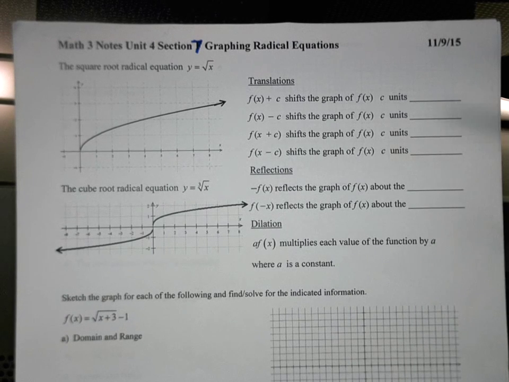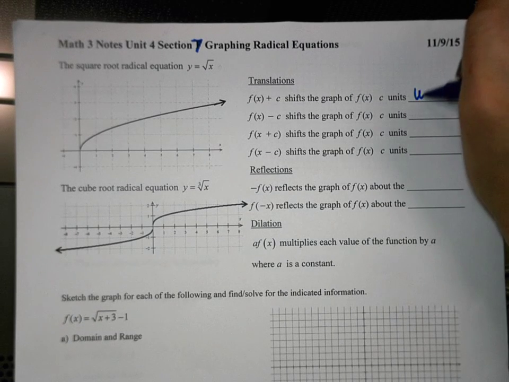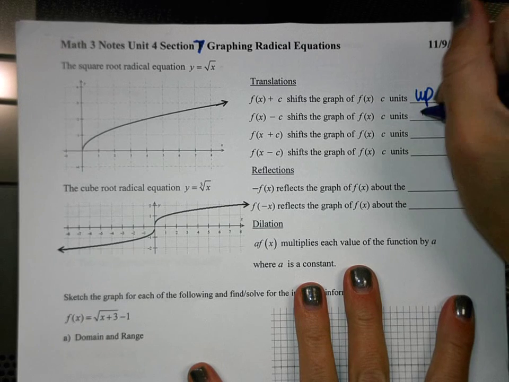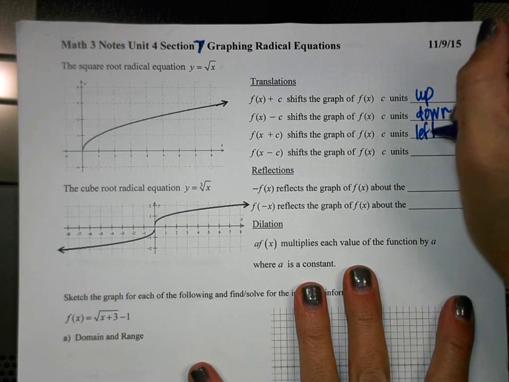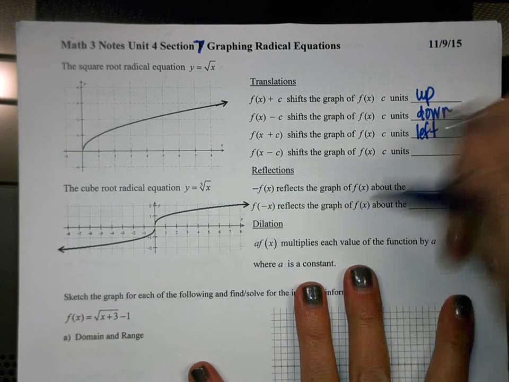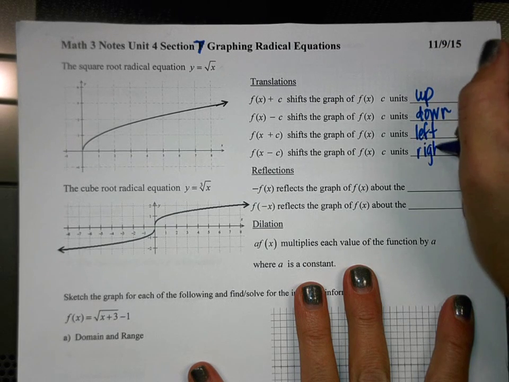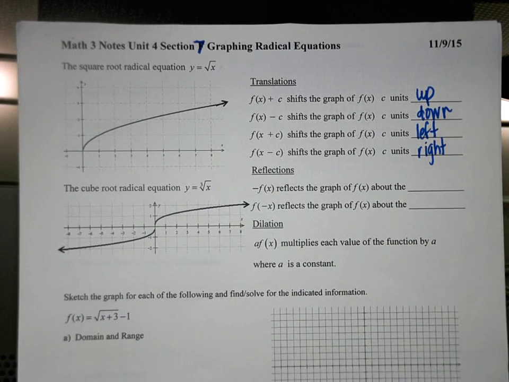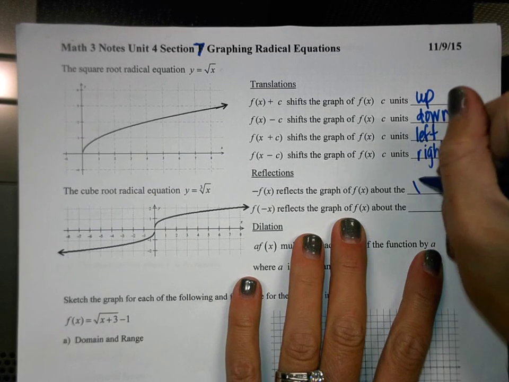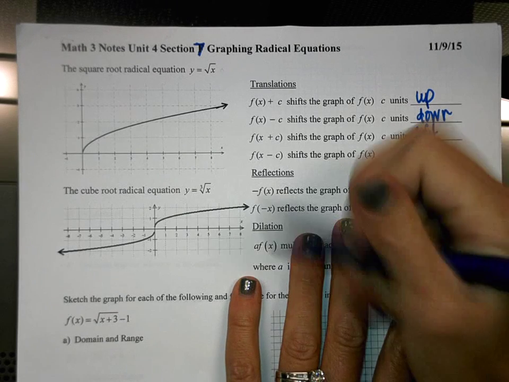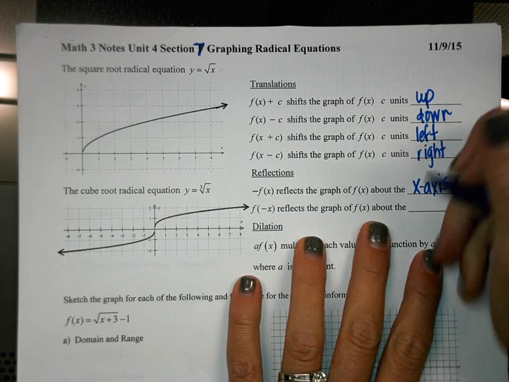Okay, so let's recall back with translations. What does it mean when you add C at the end? How are you going to shift it? And then minus C is down. And then when you have plus X or plus C inside the parentheses like that, what will be? To the left. Very good. And then minus C will end up giving us to the right. And then remember that if you have a negative in front like that, you're going to reflect it across the x-axis, and then with the negative inside the parentheses like that, it'll be about the Y-axis.